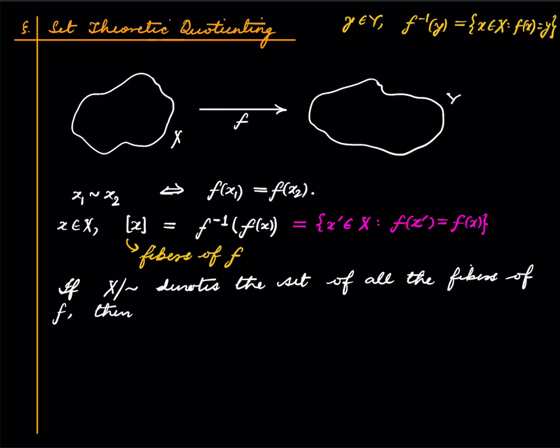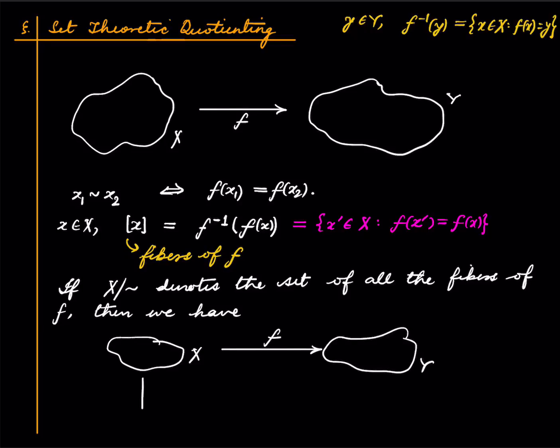Then we have the following diagram. We have X, we have this map f, and this is Y. And this map is pi, which I will define. This is X mod tilde. What is pi? Pi is the map which takes little x to its equivalence class, meaning the set of all the elements which have the same image as x. And what is this arrow that I've drawn here? This I will denote as f bar. And what is its definition? It takes the equivalence class of x and maps it to f of x.